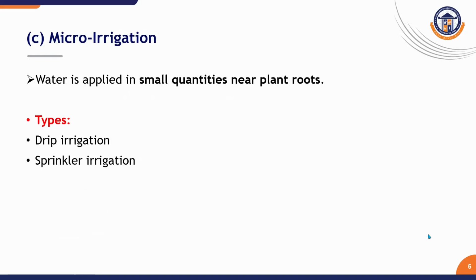The last classification is micro irrigation. Water is applied in small quantities near plant roots. The water is directly applied to the plant roots. That is called micro irrigation. The types of micro irrigation are drip irrigation and sprinkler irrigation.